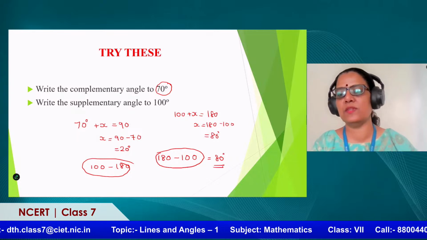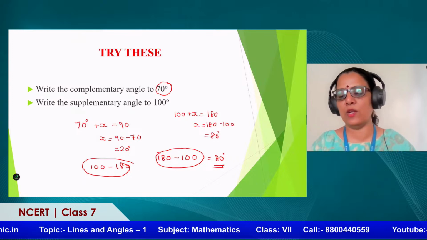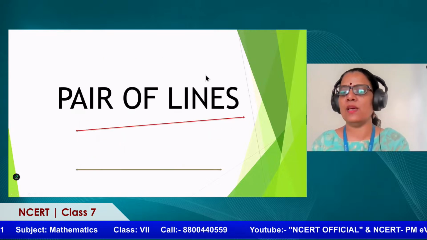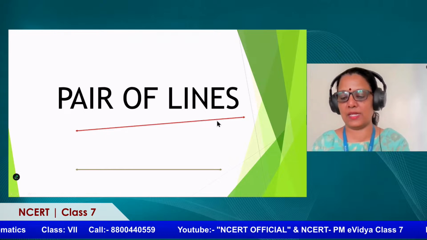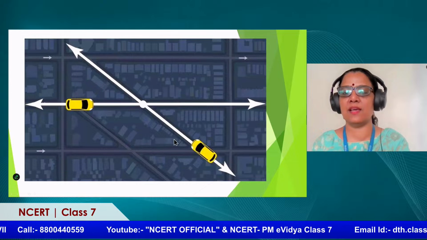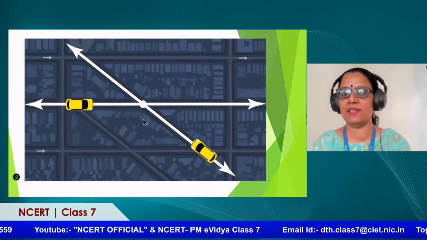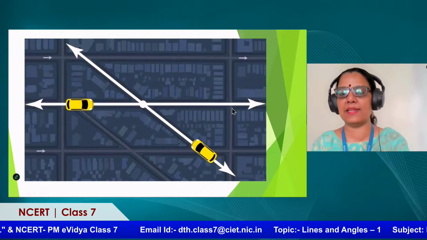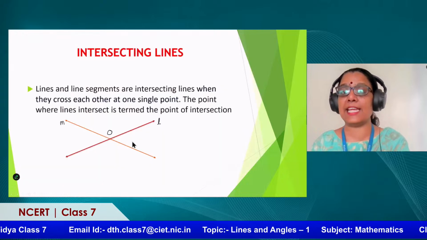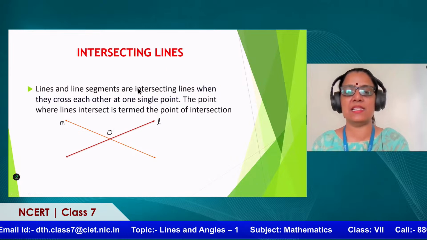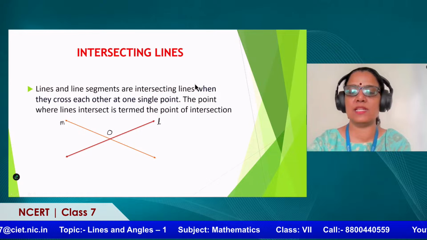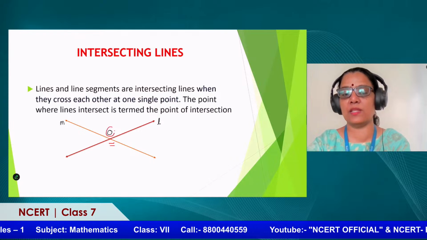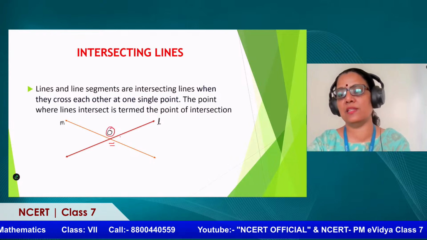Okay, so we have discussed complementary and supplementary angles. Now we will go with the concept of intersecting lines. What is a pair of lines? Pair always means there will be 2 lines. Now, can you see this? Have you seen this many times, right? Junctions are formed where lines crisscross. What do we call these lines when they cross each other? We call them intersecting lines, right? Lines and line segments are intersecting lines when they cross each other at one single point. The point where they intersect is called the point of intersection.